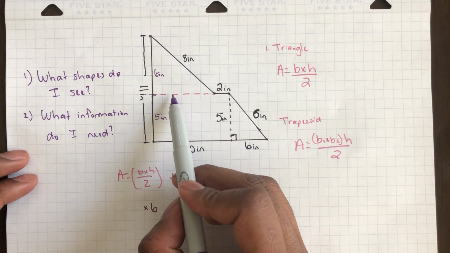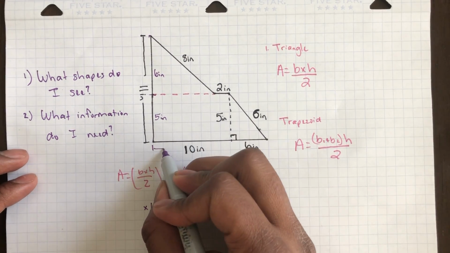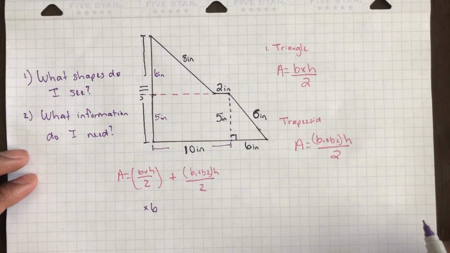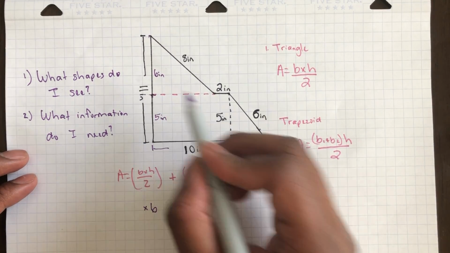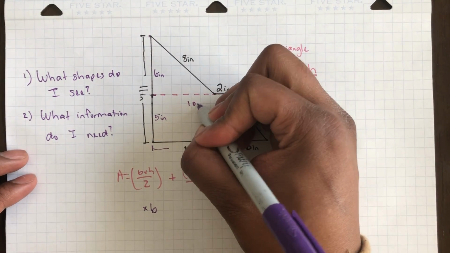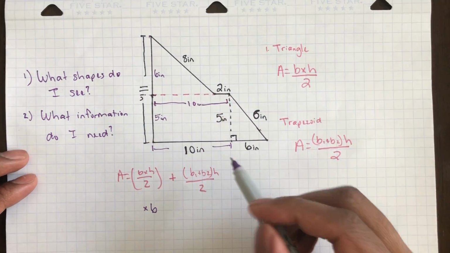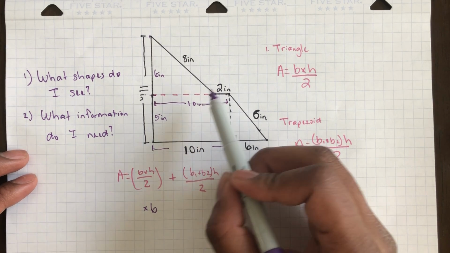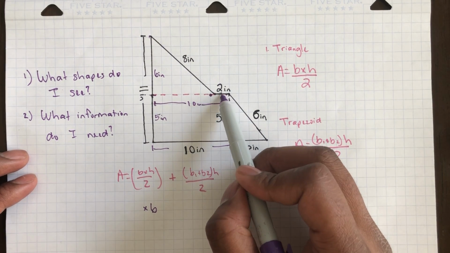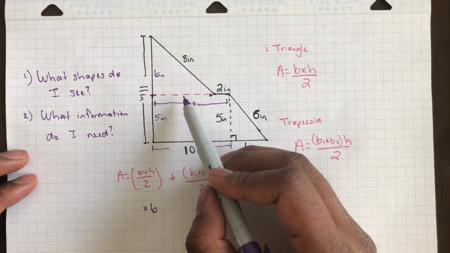What's my base? Well, I can do the same thing. I know that from here all the way to here, we call parallel sides. And then they tell me that from here to here is 2 inches, which means that this side plus this 2 should give me 10. Well, if I do my math, I could do 10 minus 2.